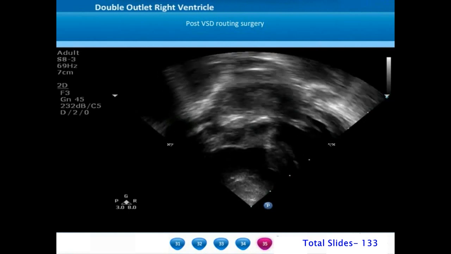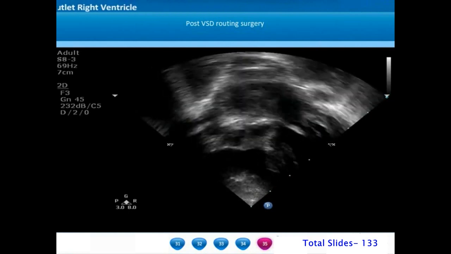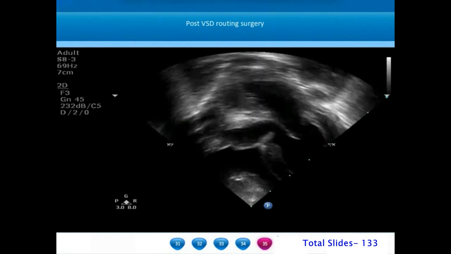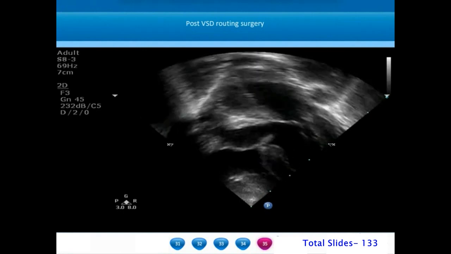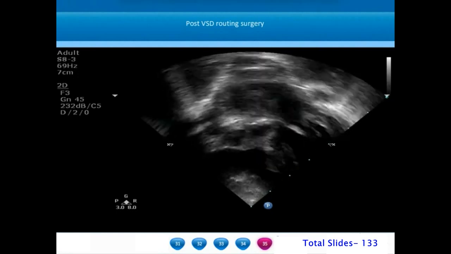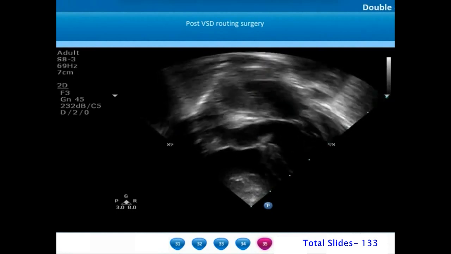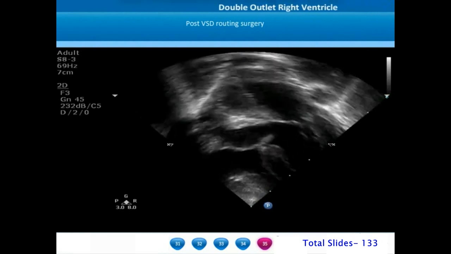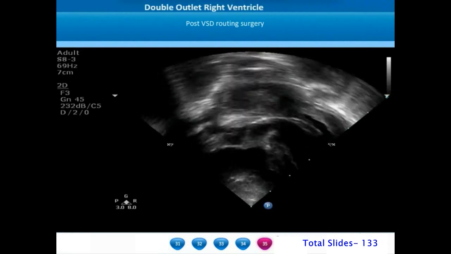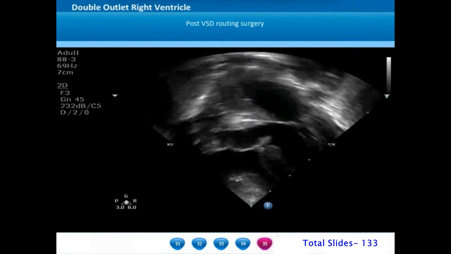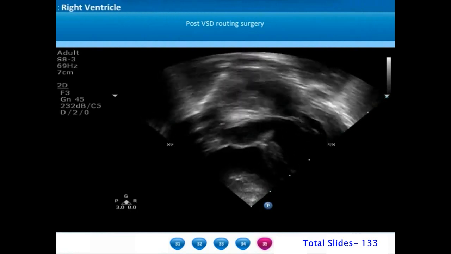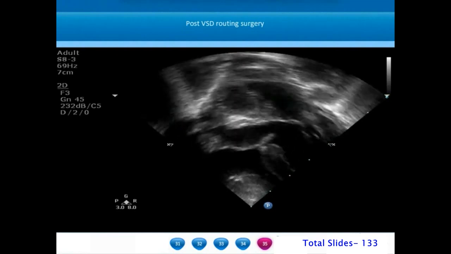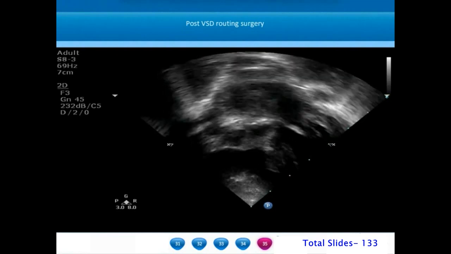Whenever the aorta and the pulmonary artery are 100% committed towards the right ventricle, the intraventricular tunnel repair, where the VSD is routed towards the aortic valve, will involve a very long patch, sometimes multiple patches. This is an example of a modified apical view where the left ventricle has been routed towards the aortic valve with a long patch.